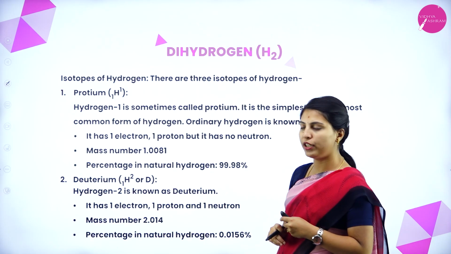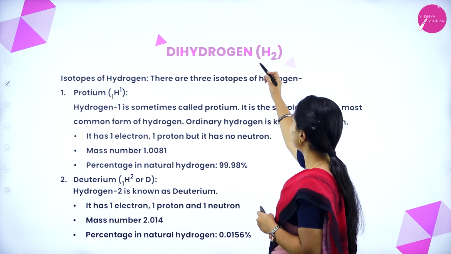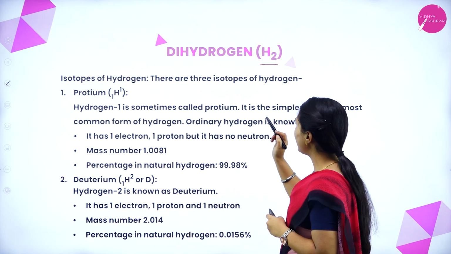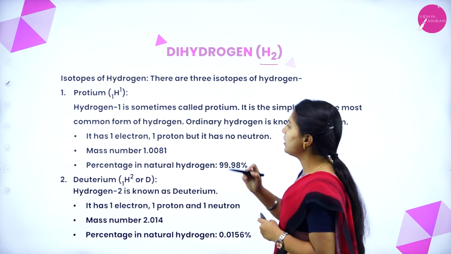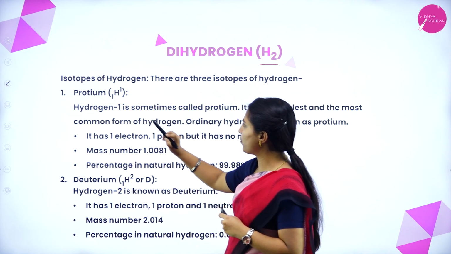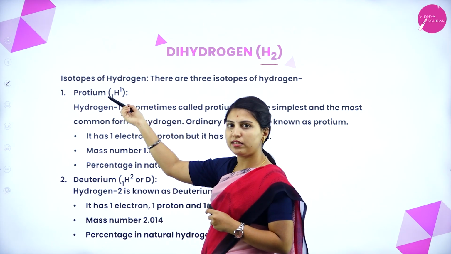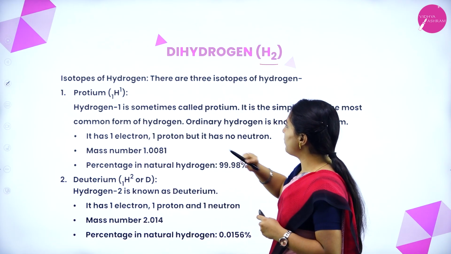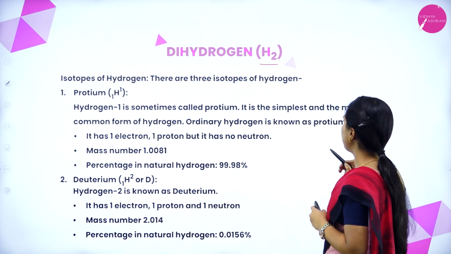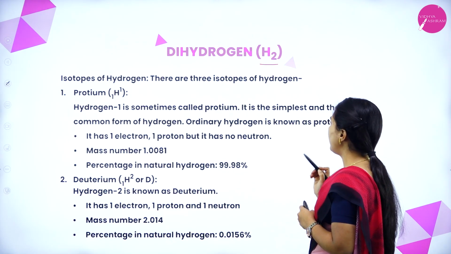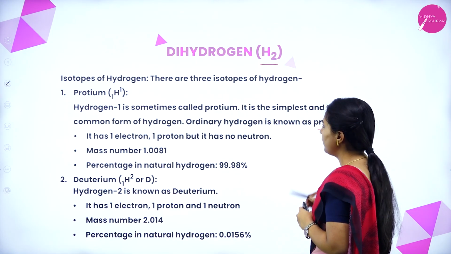Next is dihydrogen, which is considered as H2. First we will see the isotopes of hydrogen. There are three isotopes of hydrogen: protium, deuterium and tritium. We will see the first one, protium. Its atomic number and mass number are both one. Hydrogen-1 is sometimes called protium. It is the simplest and the most common form of hydrogen. Ordinarily, hydrogen is known as protium only.